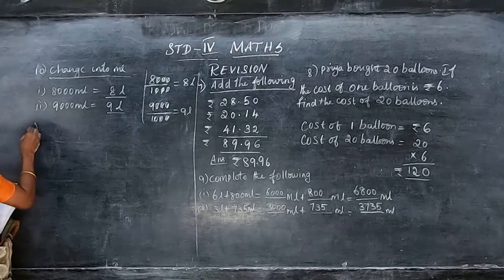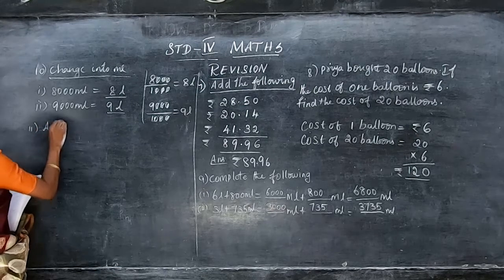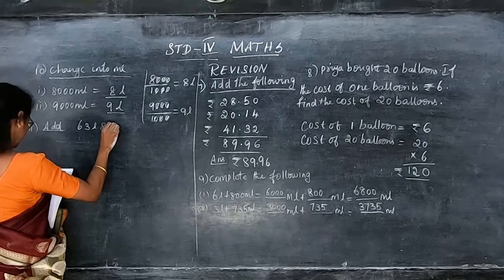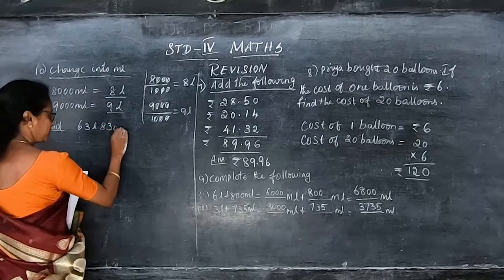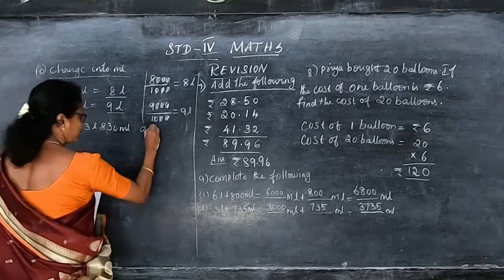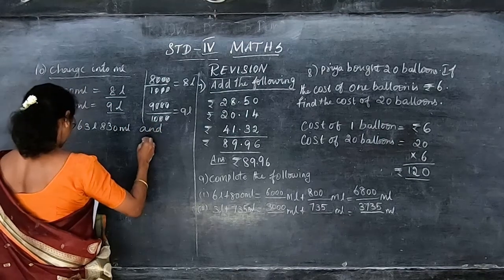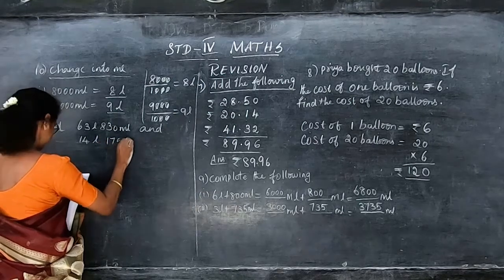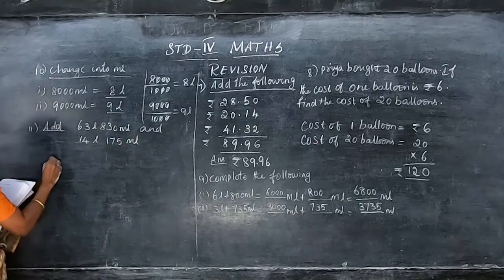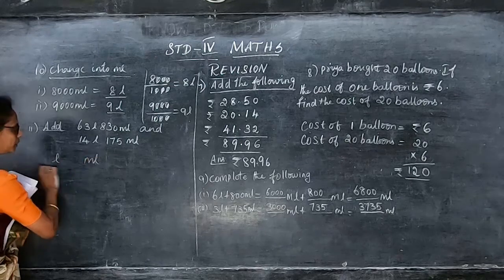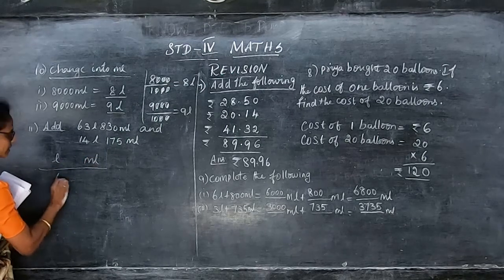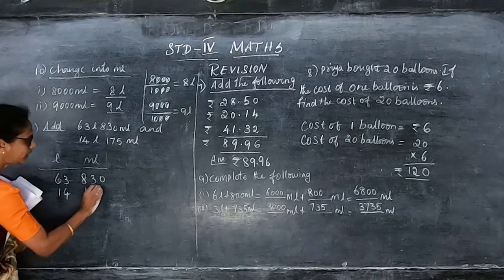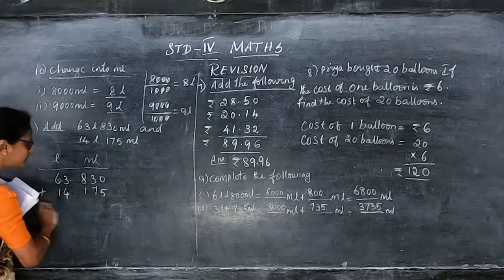Then add 63 liter 830 milliliter and 14 liter 175 milliliter. Okay, so you can write liter and milliliter, and then here 63, 830, 14 and 175, and put the plus sign also.